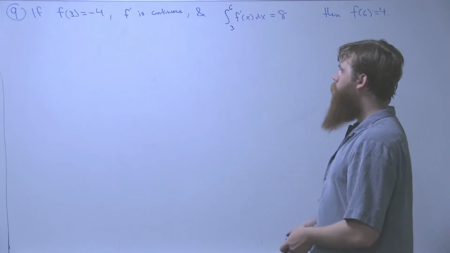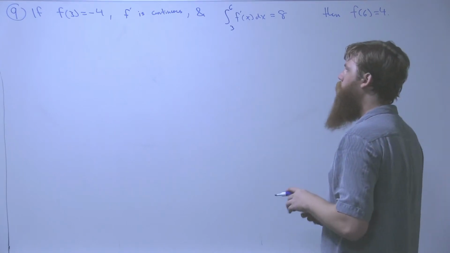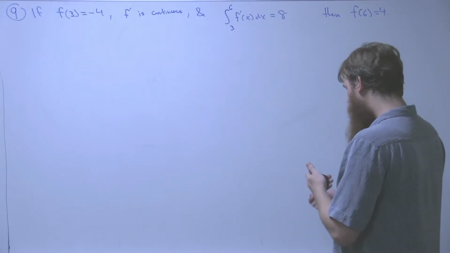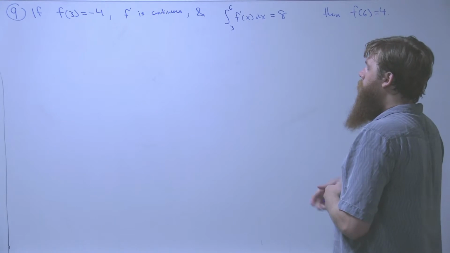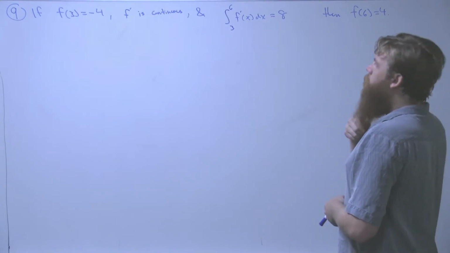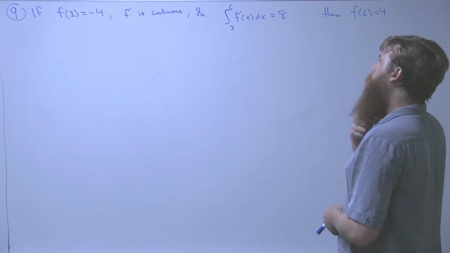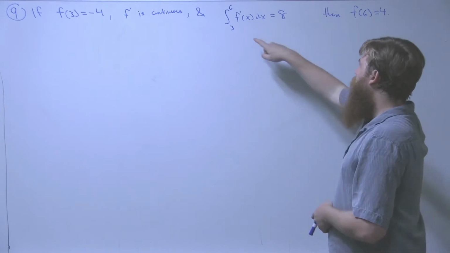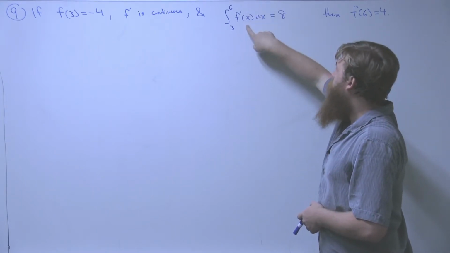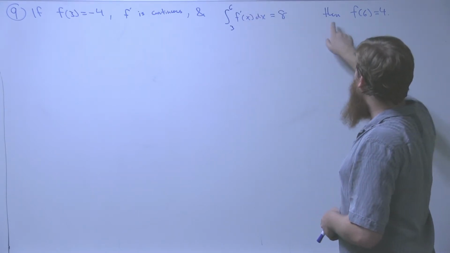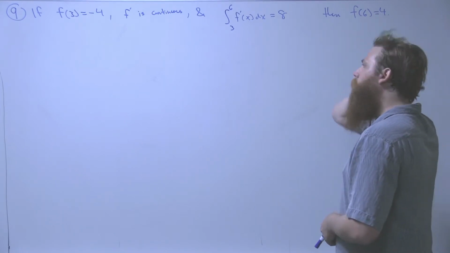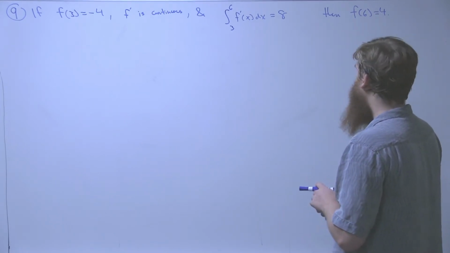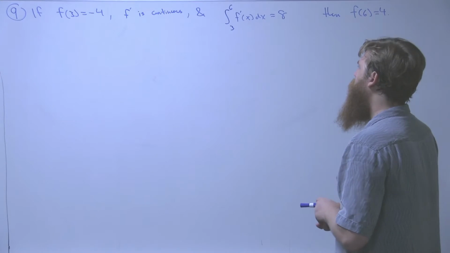Number 9 is again true, false. I switched to blue here, my black marker was dying, sorry if blue bothers you. The statement we're asked to evaluate the truth of is: if f of 3 is equal to negative 4, f prime is continuous, and the integral from 3 to 6 of f prime of x dx equals 8, then f of 6 equals 4. The best way to figure this out is to unpack the different statements.